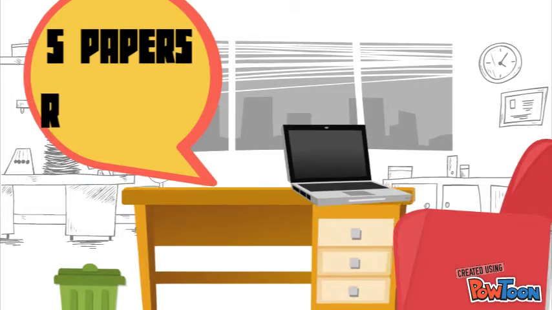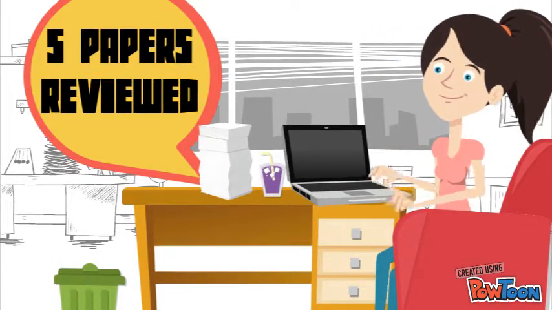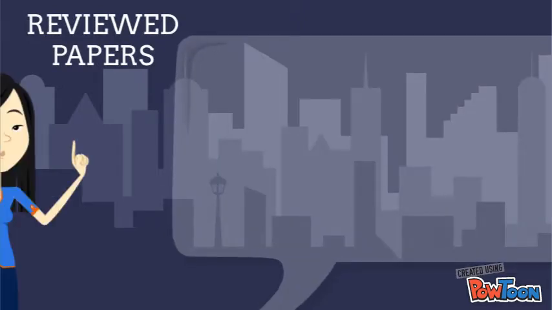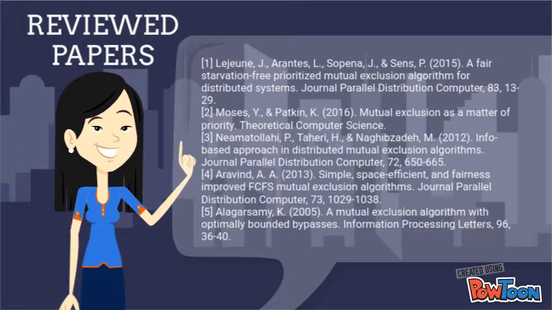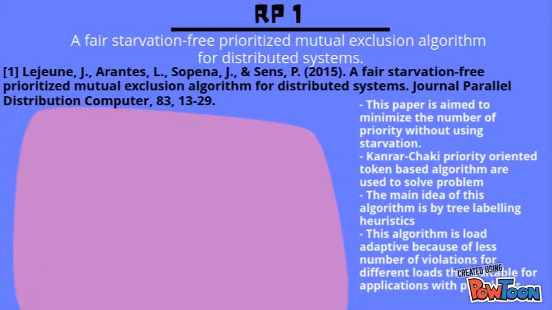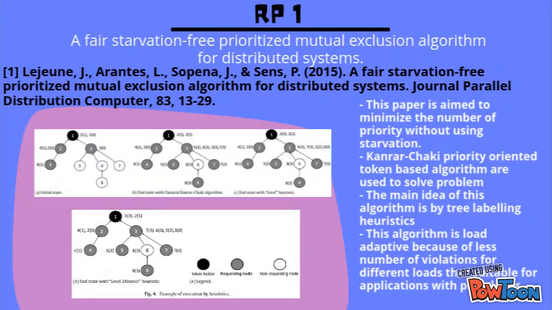Five papers reviewed. Here are the five research papers that I've reviewed. RP1: this paper aimed to minimize the number of priorities without causing starvation. The Kanrar-Chaki algorithm is used to solve the problem. The main idea of this algorithm is tree labeling heuristics.